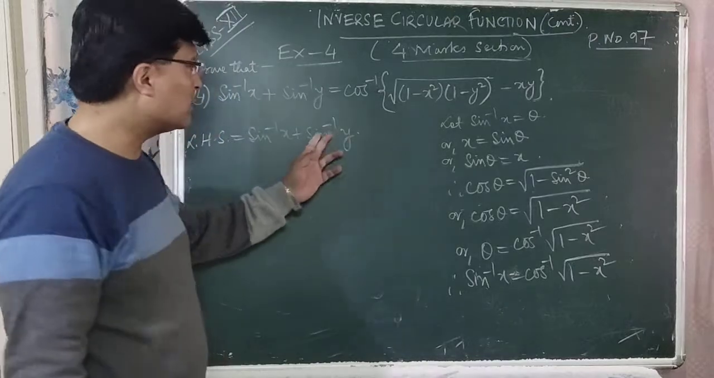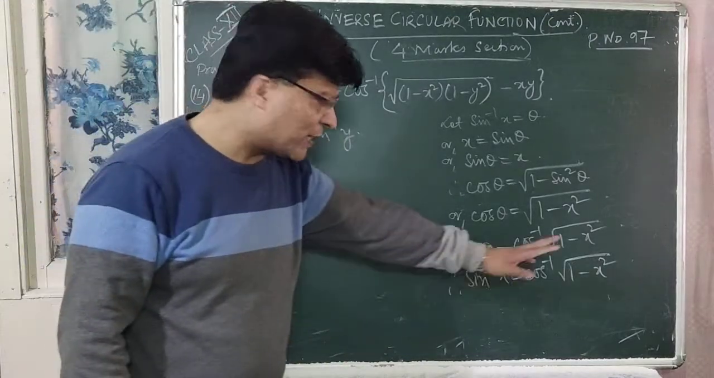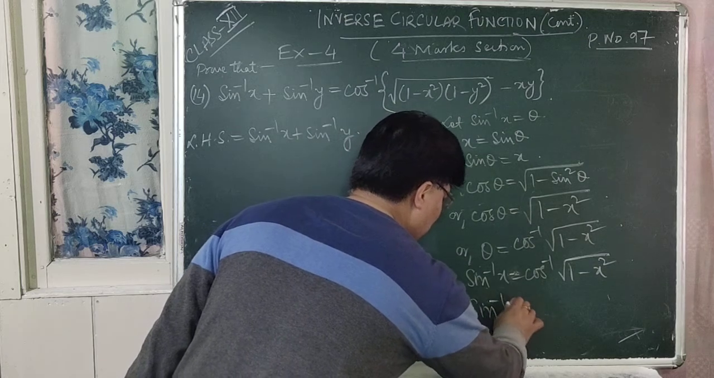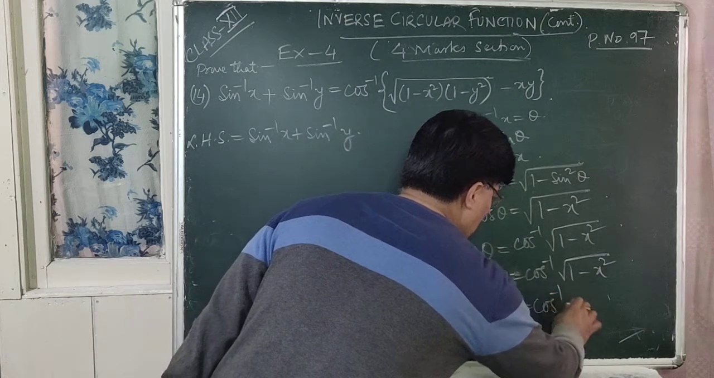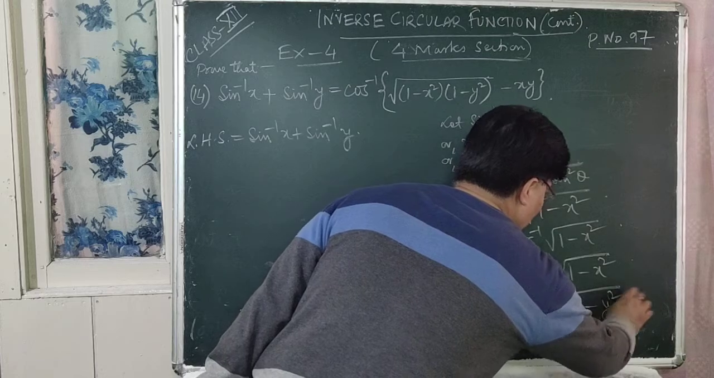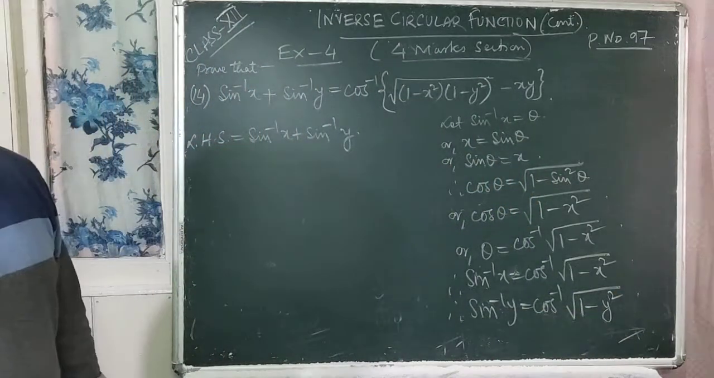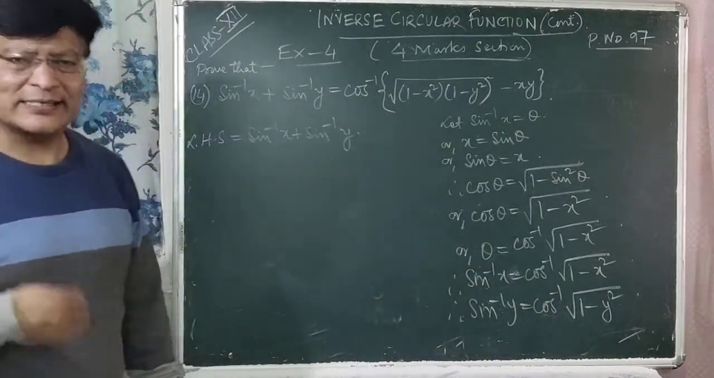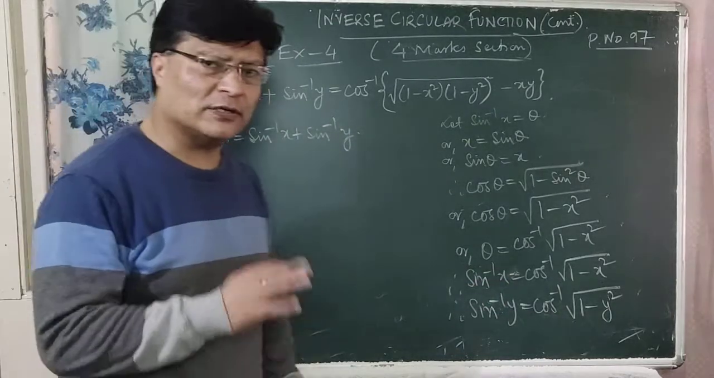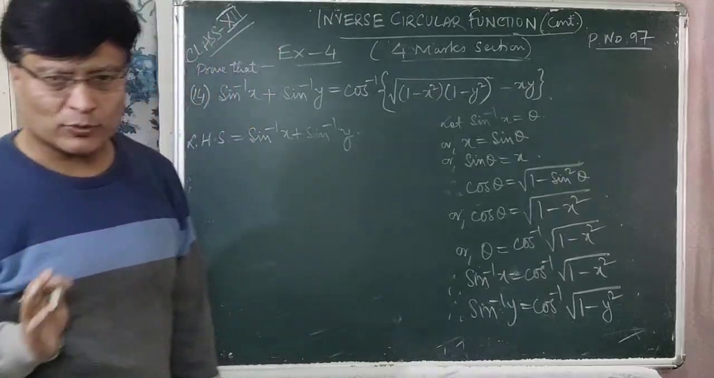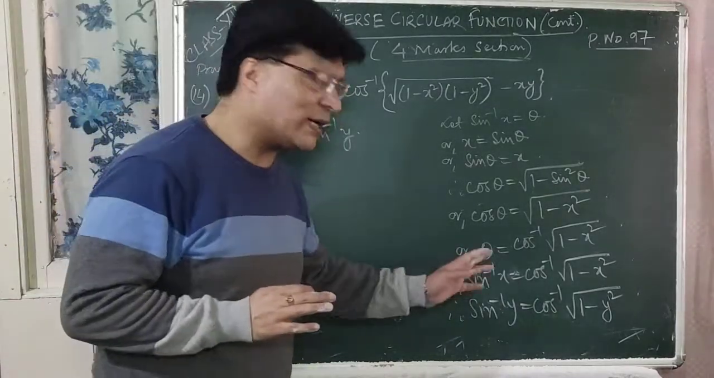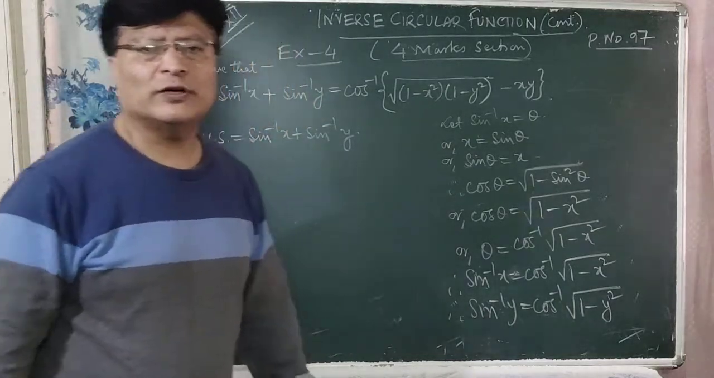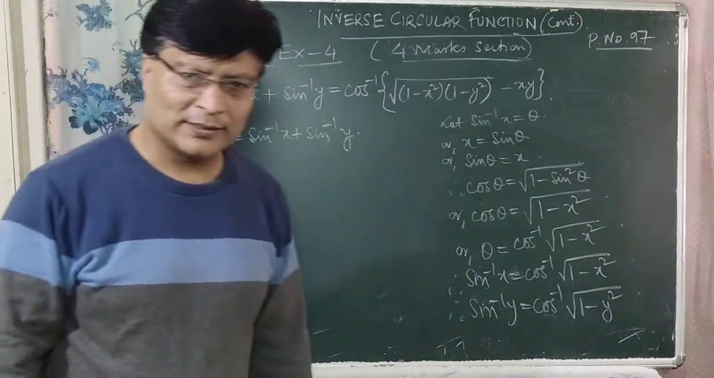Similarly, what is sin inverse y? Instead of x, you can write y, isn't it? So similarly, sin inverse y is equal to cos inverse root over 1 minus y square. So as a formula also, you should know that sin inverse x in terms of cos inverse is cos inverse root over 1 minus x square, or sin inverse y in terms of cos inverse is cos inverse root over 1 minus y square. Is that clear?